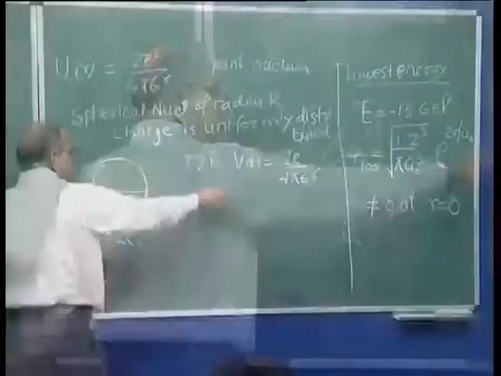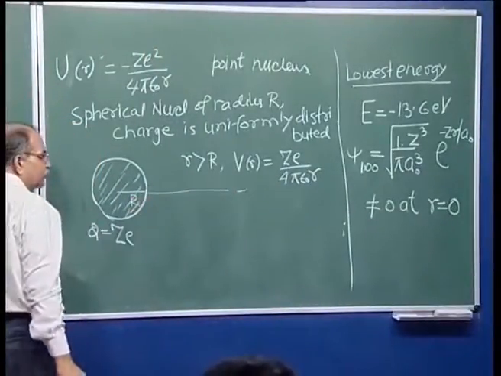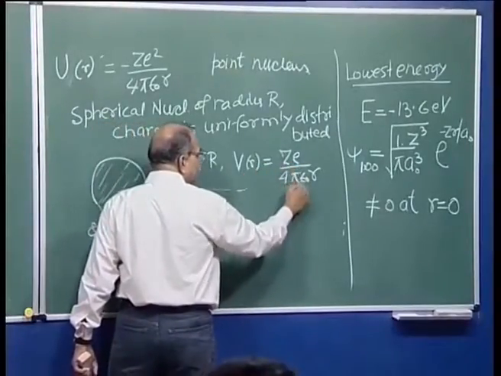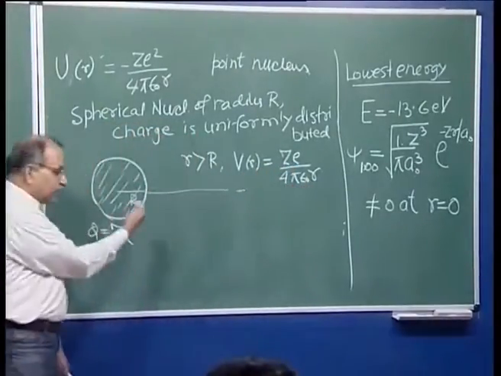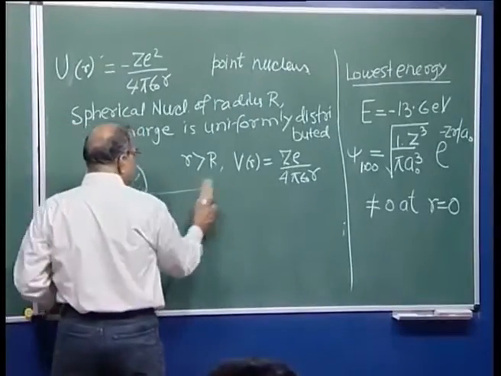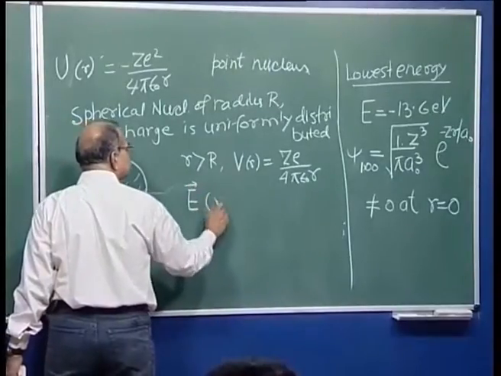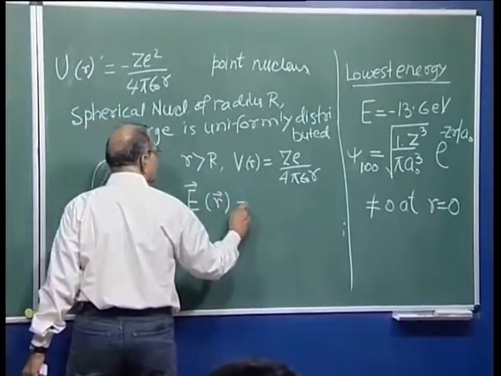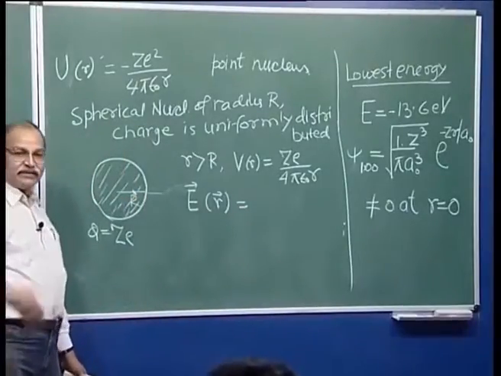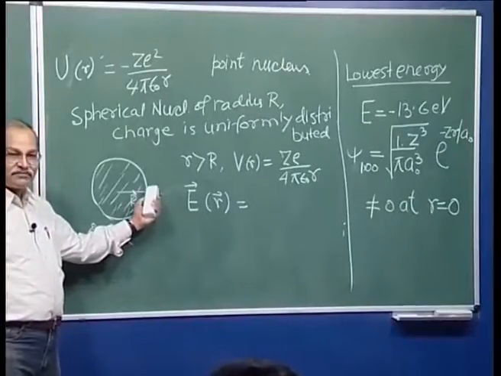So, up to here, for all outside points, I know the potential. V at capital R will be Ze by 4 pi epsilon naught capital R. Now, I am getting into the sphere. So, how do I calculate potential? Get the electric field inside first, and then integrate the electric field to get the potential difference and add it to this potential.